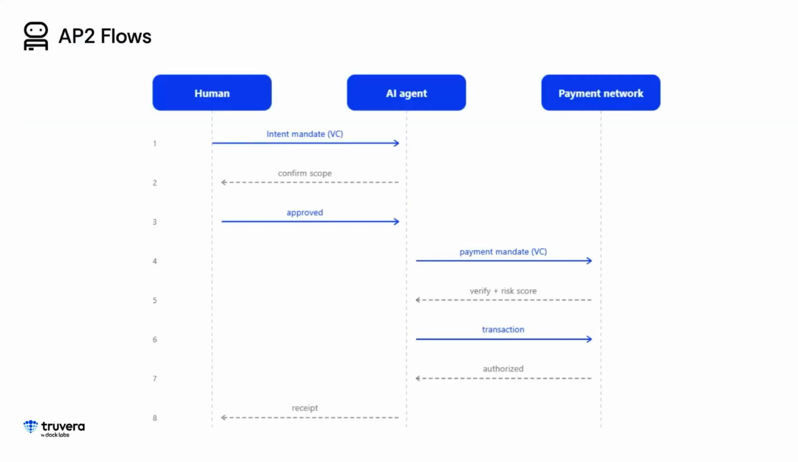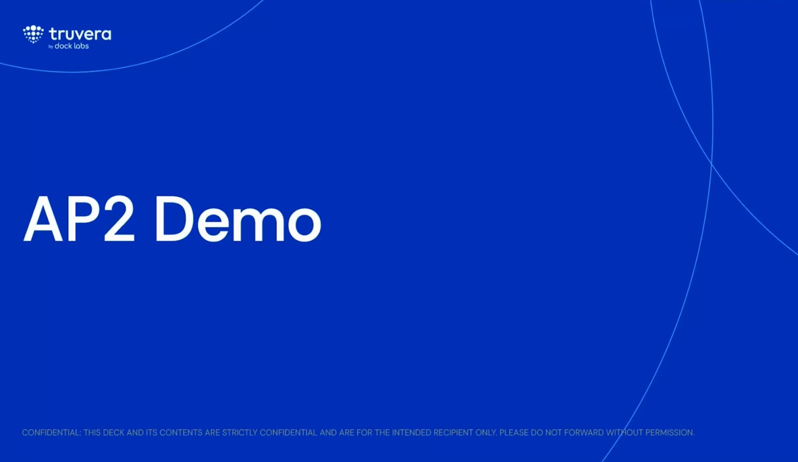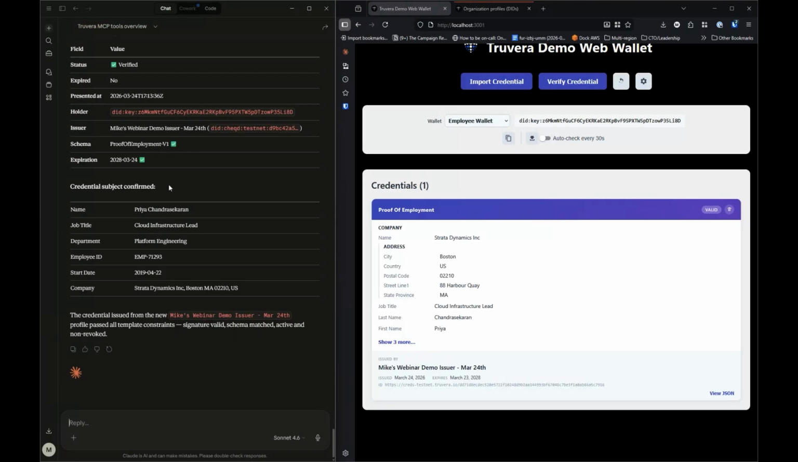I've started adding some of these flows into the MCP server because these are all just issuance and verification flows, really. Again, this covers a quick sequence diagram of what I was talking about. Let me give you a little demonstration of what that looks like.